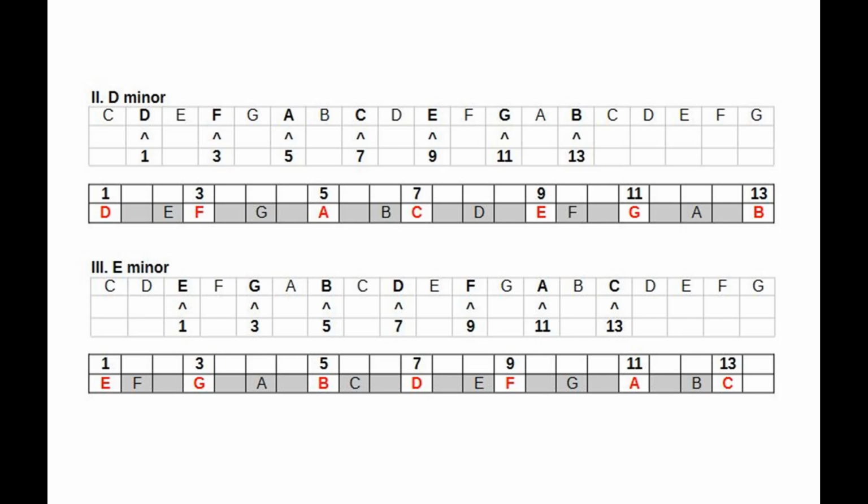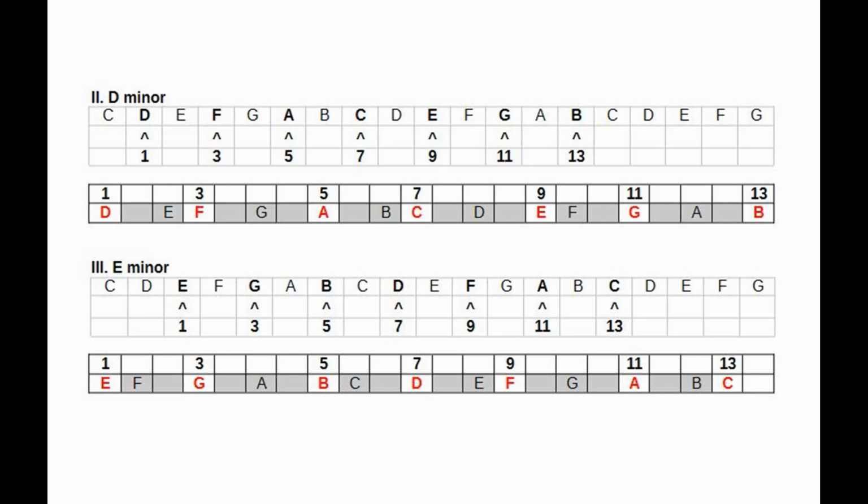So we have a minor third, a natural 5th, we have a flatted 7th, and then the E is 9, G is the 11, B is the 13. The E minor works exactly like the D minor did. We start at E, and again, it's 3 frets to the G. So the 3 is G, it's a minor third, 5 is B, 7 is D, 9 is F, 11 is A, 13 is C. So it's a minor third, a natural 5th, and a flatted 7th.